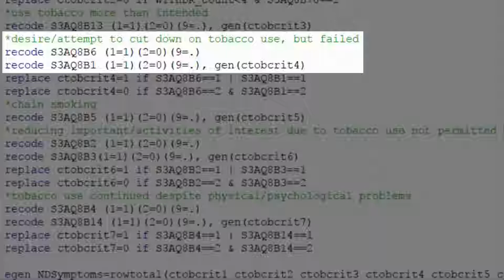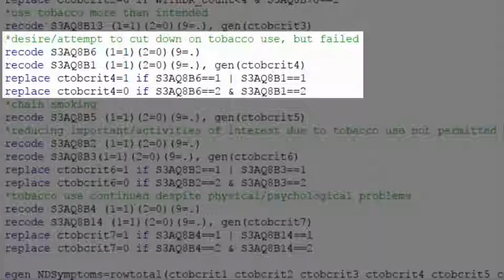For the variables asking if someone had attempted to cut down on tobacco use more than once but couldn't do it, and asking if someone had wanted to stop or cut down on tobacco use in the last 12 months, they are recoded as 1 if the answer was yes, 0 if the answer is no, and 9 answers are set to missing. Then we generate the C to B crit 4 variable. And this part of our code defines it as 1 if participants answered yes to either one of the 2 desire or attempt to cut down variables, and 0 if they answered no to both.